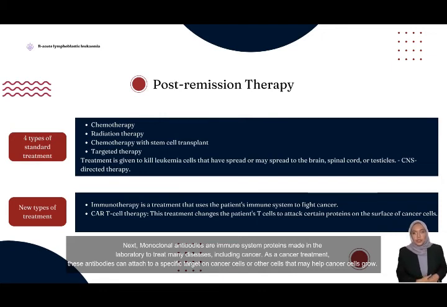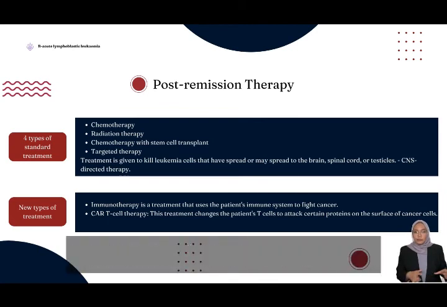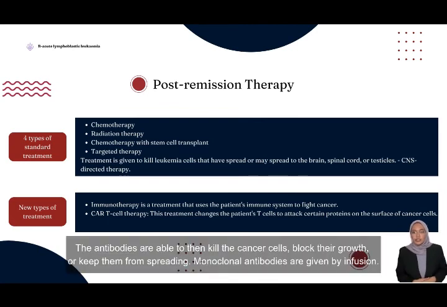Next, monoclonal antibodies are immune system proteins made in the laboratory to treat many diseases, including cancer. As a cancer treatment, these antibodies can attach to a specific target on cancer cells or other cells that may help cancer cells grow. The antibodies are then able to kill the cancer cells, block their growth, or keep them from spreading. Monoclonal antibodies are given by infusions.